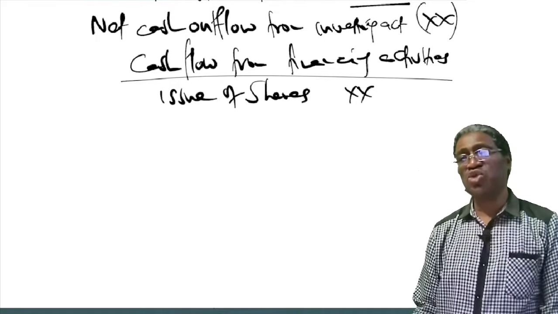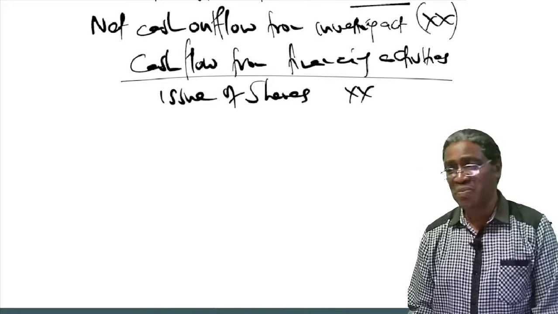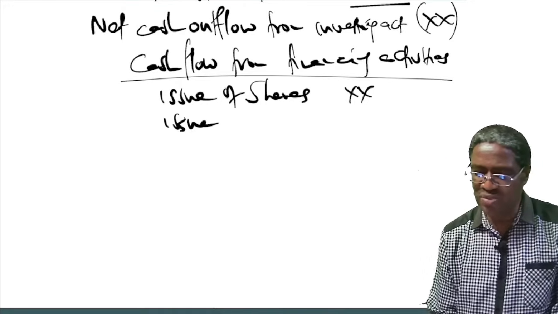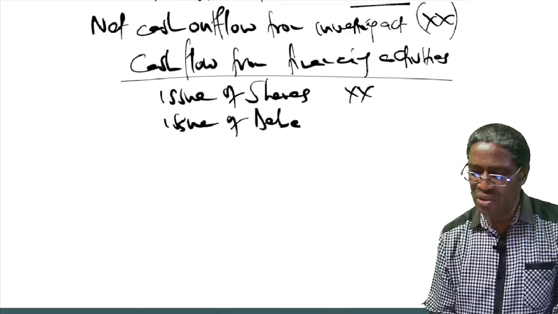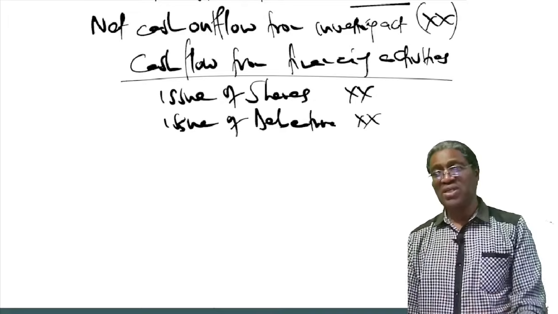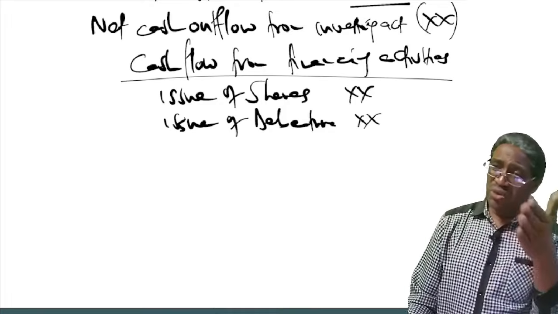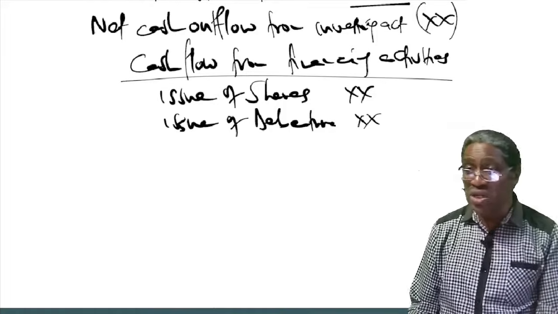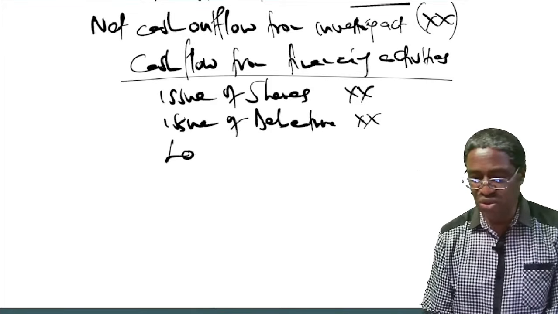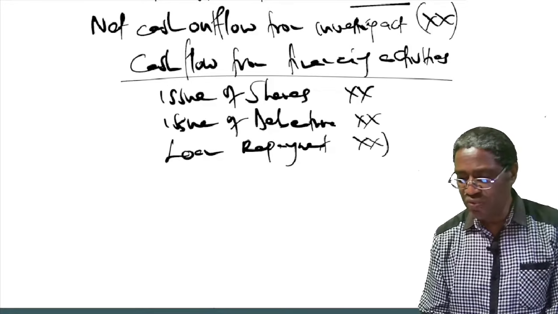Whatever you received from your issue of shares this year, good. Maybe again, as a company wanted to raise more finances, you had to issue some debentures. Issue of debentures, whatever you received, obviously, that's an inflow. Listen, maybe as a company, you had a loan, and the loan last year was 5 million. The loan this year is 2 million. For the loan to have gone down, you must have repaid. Loan is part of financing. Loan repayment, that's obviously an outflow.